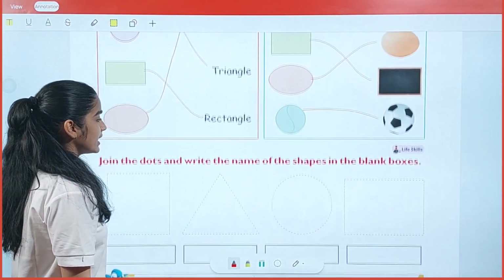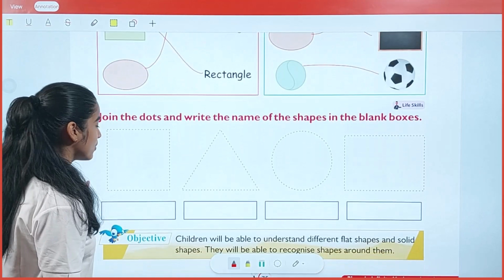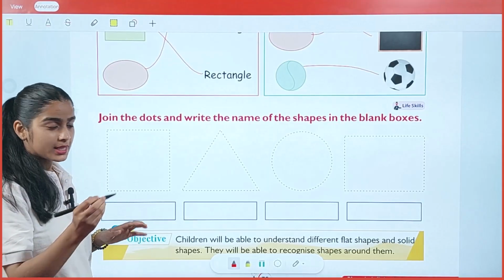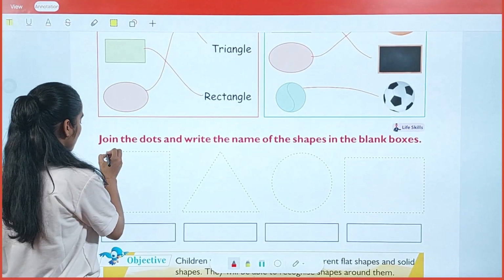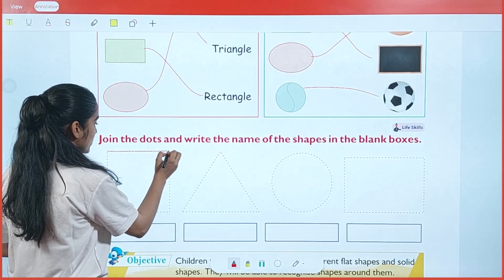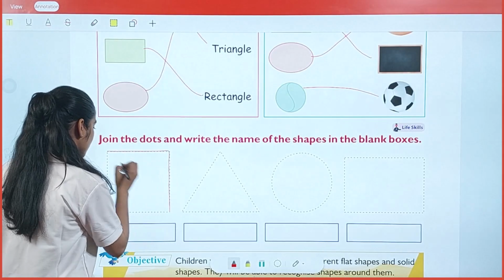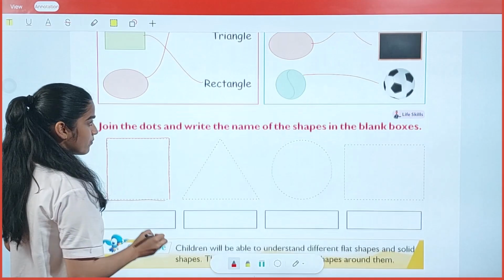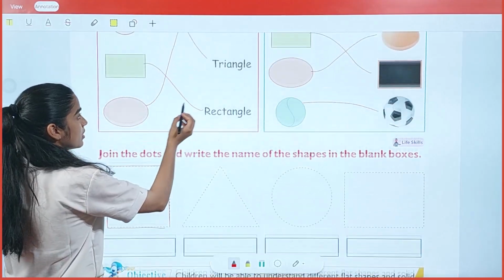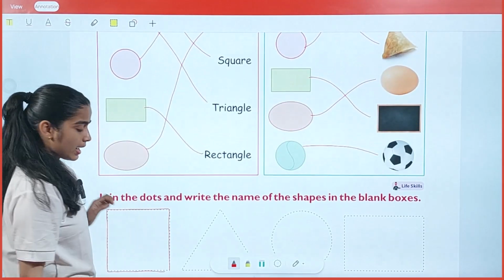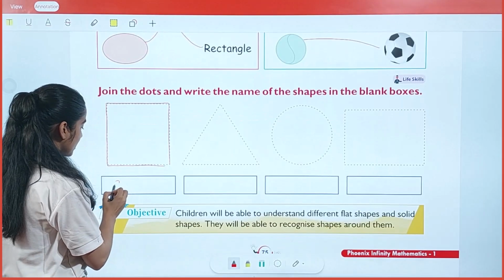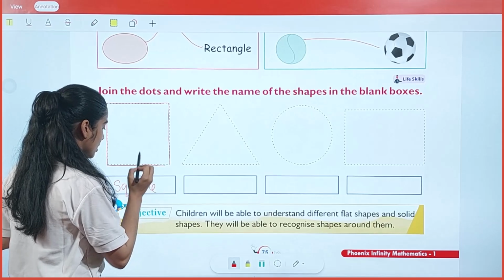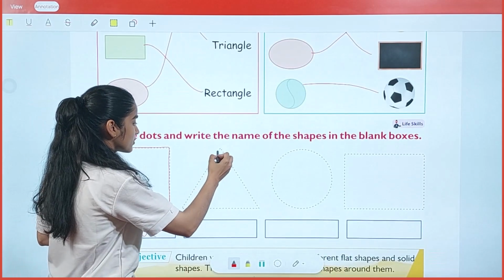Join the dots and write the name of the shape in the blank boxes. So what you have to do is trace these dots. All of you pick your pencil and start tracing these dots together. By tracing it, what will we find out? Okay, it is a square. You can look at the spelling of square from here and write it here. So we write square, S-Q-U-A-R-E, square.